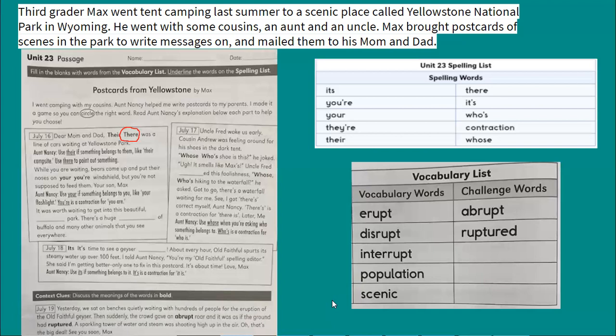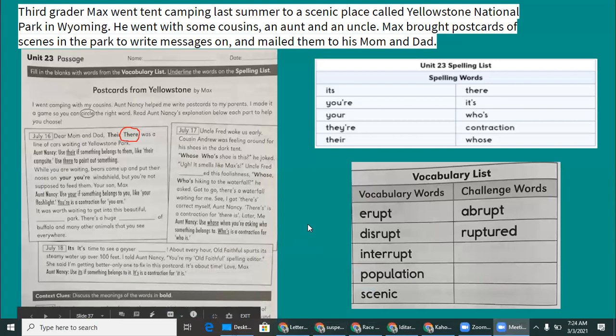So you want to think about erupt and ruptured, the bold words. What context clues could you use to know the definitions of those words? So erupt, okay, the crowd gave an abrupt roar, so people were shocked, and it's probably really loud because the ground sounded like it had ruptured. So the ruptured was big and loud and burst. That's what it sounded like.